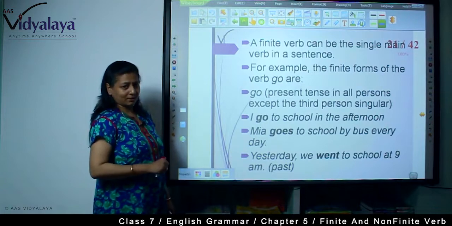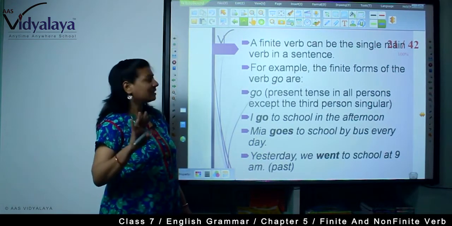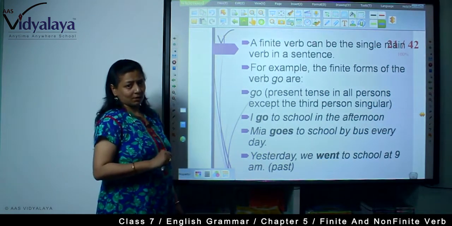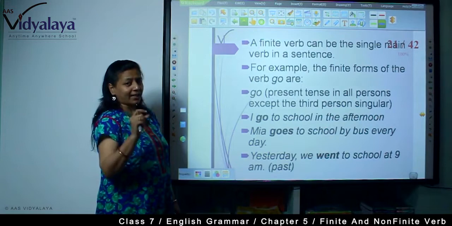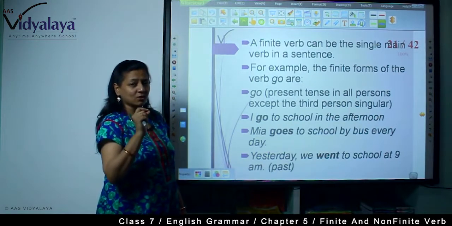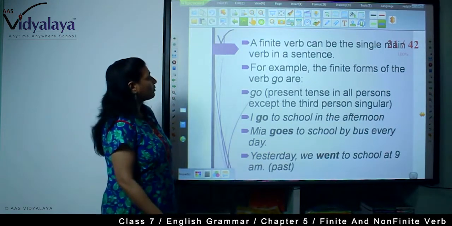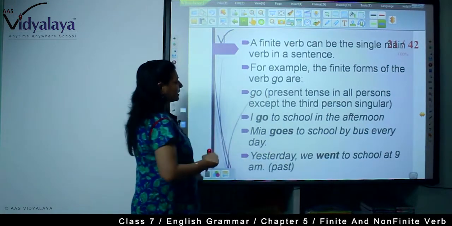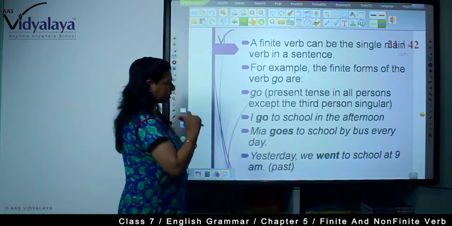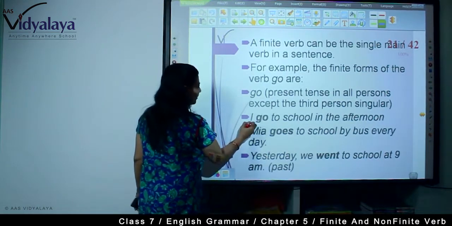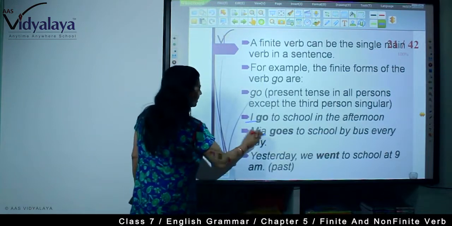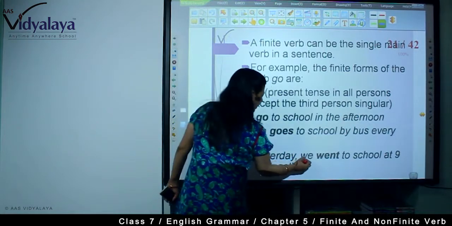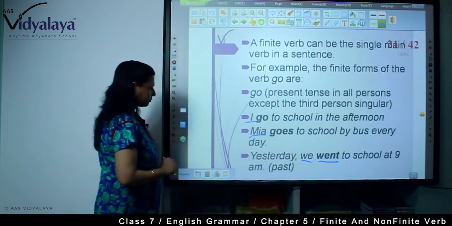Now, a finite verb can be a single main verb in a sentence. He sleeps. Complete. Single sentence. He walks. Right? So, a finite verb gives you a sense of a complete sentence. For example, the finite forms of the verb go are go in the present tense in all persons except the third person singular. For example, with first person I go, with third person Mia, that is a proper noun, goes, and in past it is went, right?